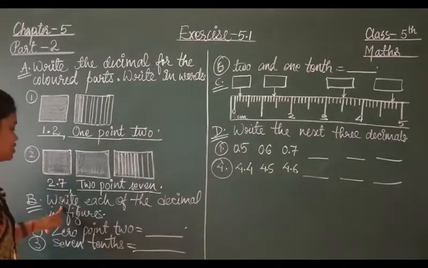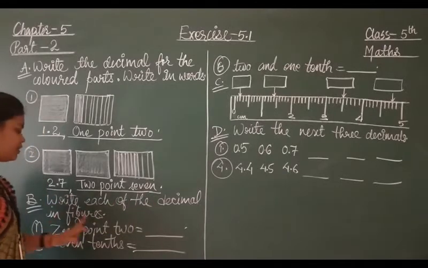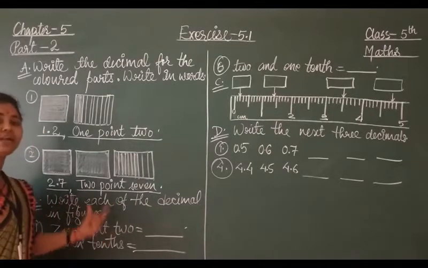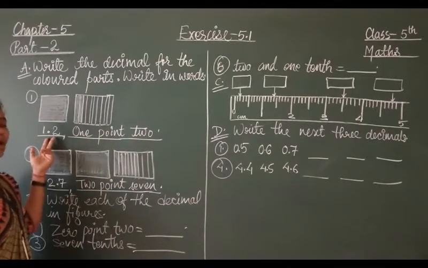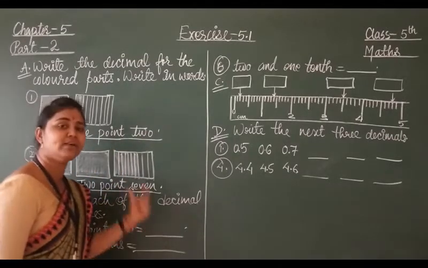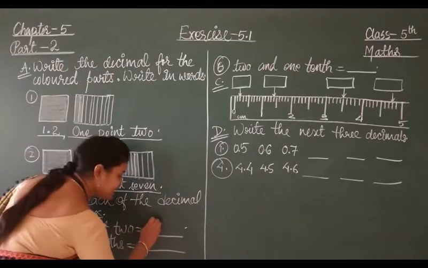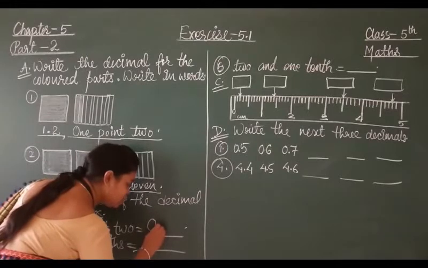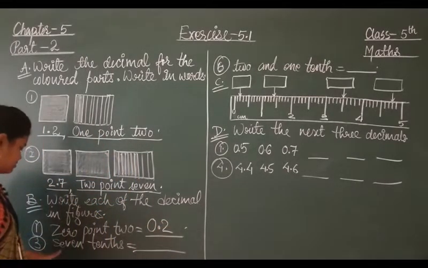So now moving to question number B. Write each of the decimals in figures. Here the decimal is given in number name like this, and we have to write the decimal of that. Means here we have to write their figures. So see students, 0.2. It is already written, 0.2. This is the figure of this word.